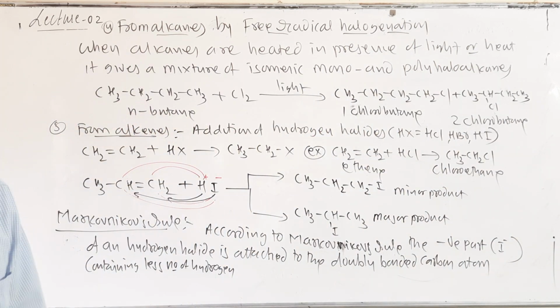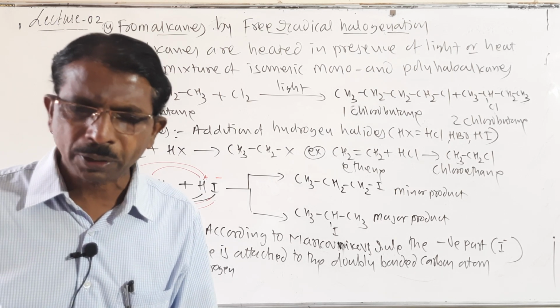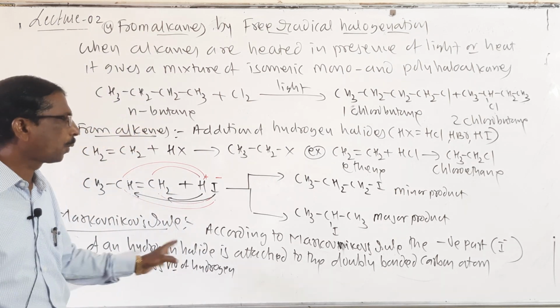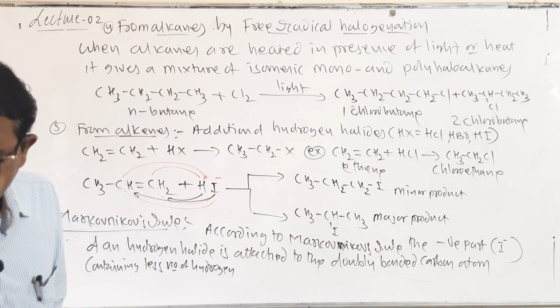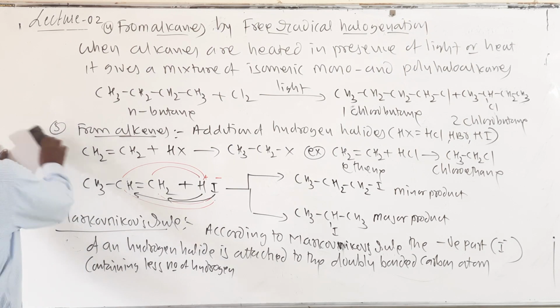So here this second one, 2-iodopropane, is the major product. So it is a major product. By this method we can prepare this. Then the next one, addition of halogen is there.